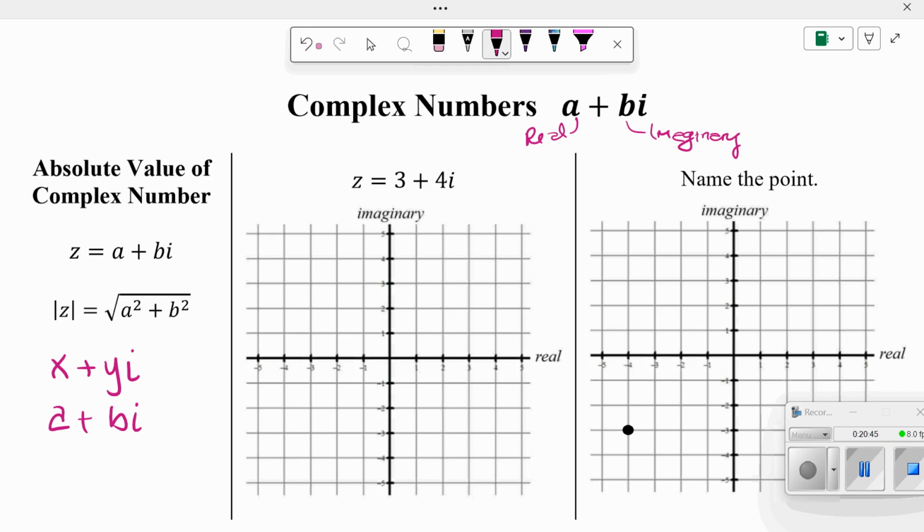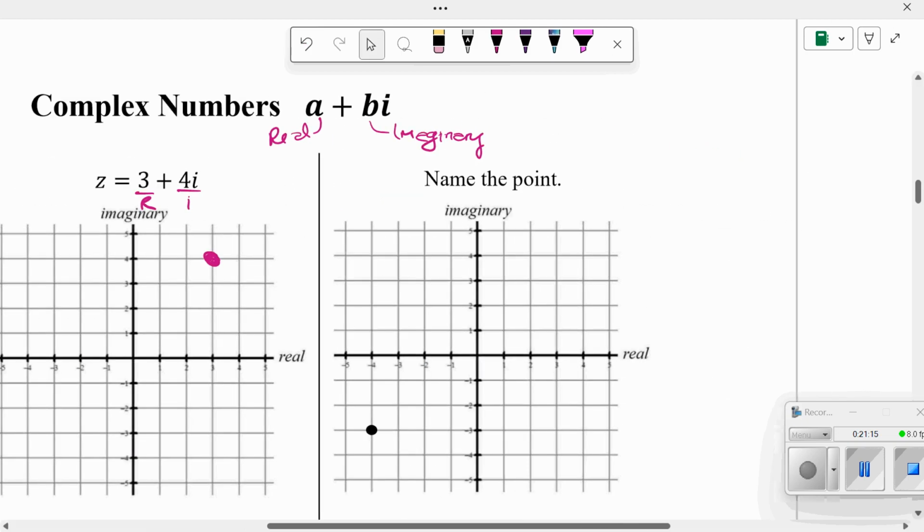All right, let's graph this first one here. We've got 3 plus 4i. 3 is the real part, 4i is the imaginary part. I should use a lowercase i on that, sorry. So what we're going to do is go 3 to the right because it's positive, and then 4 up because it is positive. And right there is your complex number plotted on the complex number grid.